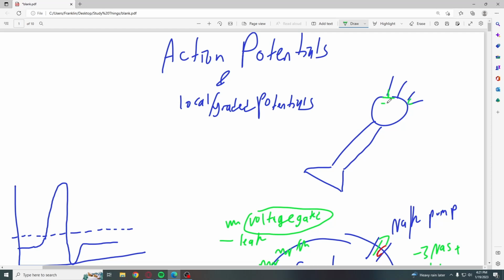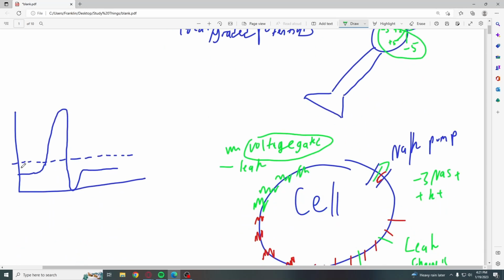Say this is a -5 signal, a +2 signal maybe, a +5 signal maybe, and this is a -5 signal. And so these are called the local potentials or the graded potentials. And so these can add up, and eventually they'll add up to be above the threshold here.